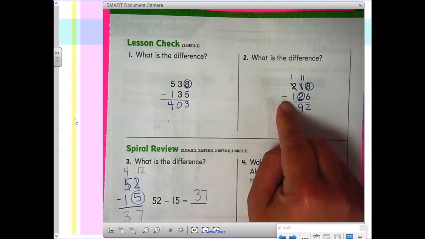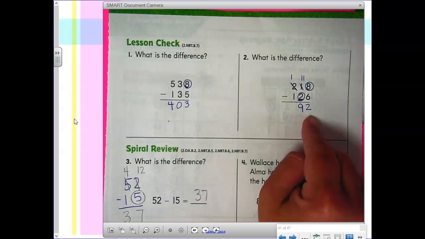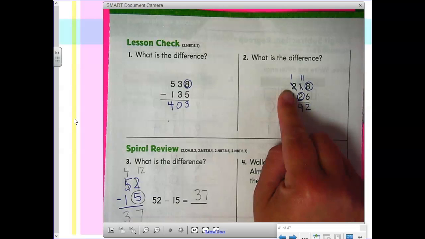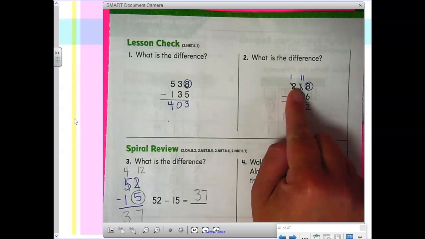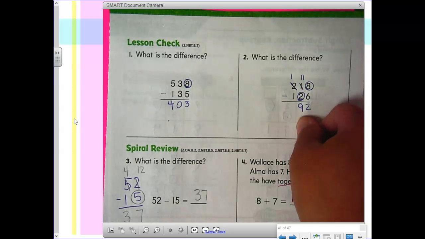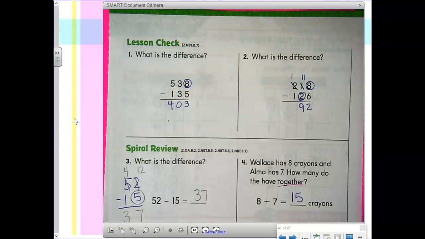Number 2, what is the difference? 218 minus 126. 8 minus 6 is 2. 1 minus 2, can't do it. I have more on the floor. So I go next door and grab 10 more. I bring them back. 1 plus 10 is 11. Now I can subtract. 11 minus 2 is 9. And then 1 minus 1 is 0, and we don't have to put our 0 there. 92.